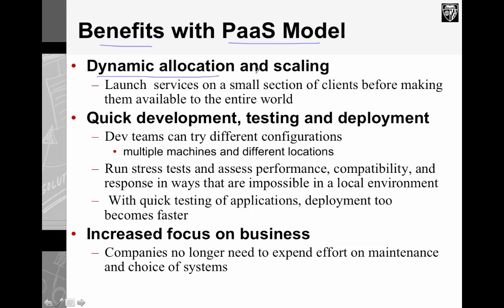So what are the benefits with the PaaS model? Dynamic allocation of environment and scaling the environments. We can launch our services on a small section and then we can scale it to the entire world. There is also quick development. You don't have to worry about creating your own environment. You can just outsource that, get a managed environment. It allows you to build test environments very fast, also deployment environments, and scale the deployment environments. So the dev teams can try different configurations also. They can try multiple machines, single machine configuration, run stress tests, performance, capability, all kinds of things can be done.